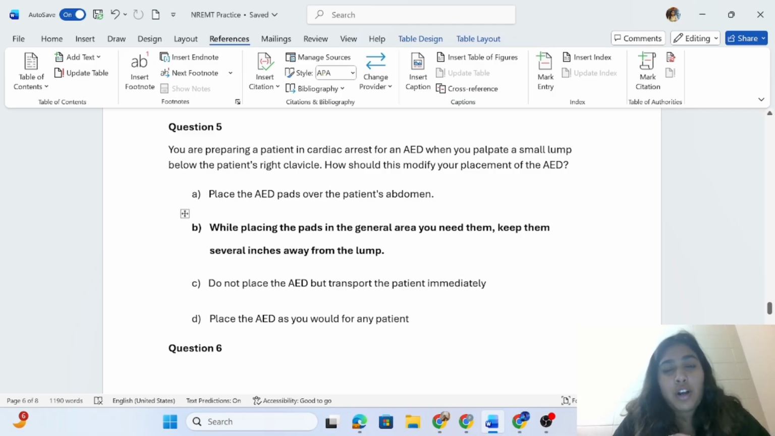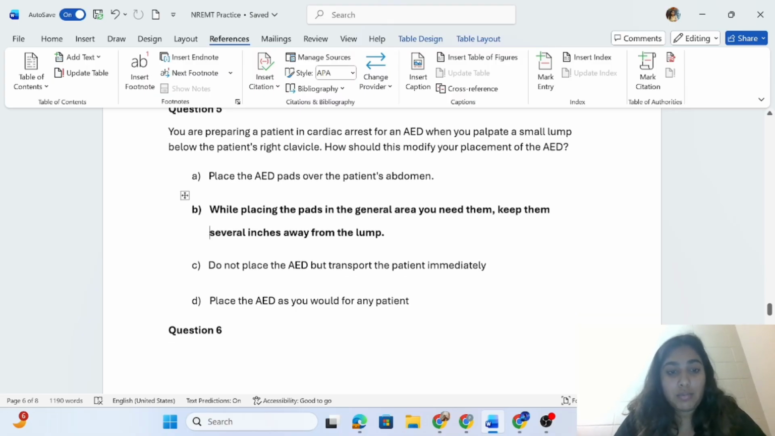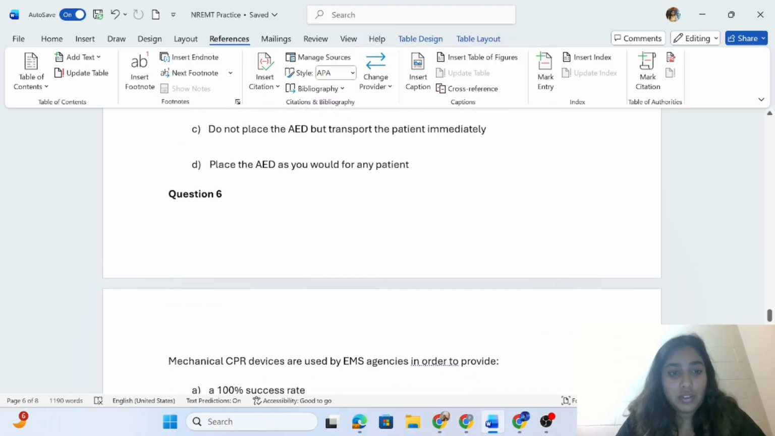It's pretty common sense that if there's a lump, you won't place the pad over there because it's giving shock. And if there's a lump between the skin and the internal structures or the muscle, the shock won't go to the heart, right? So you want the shock, whatever the shock capacity is, to go to the heart. So you don't want any interference in between. So if there's a lump, just place the pad several inches away from that, so that there's no obstruction in the shock the AED is giving to the patient.